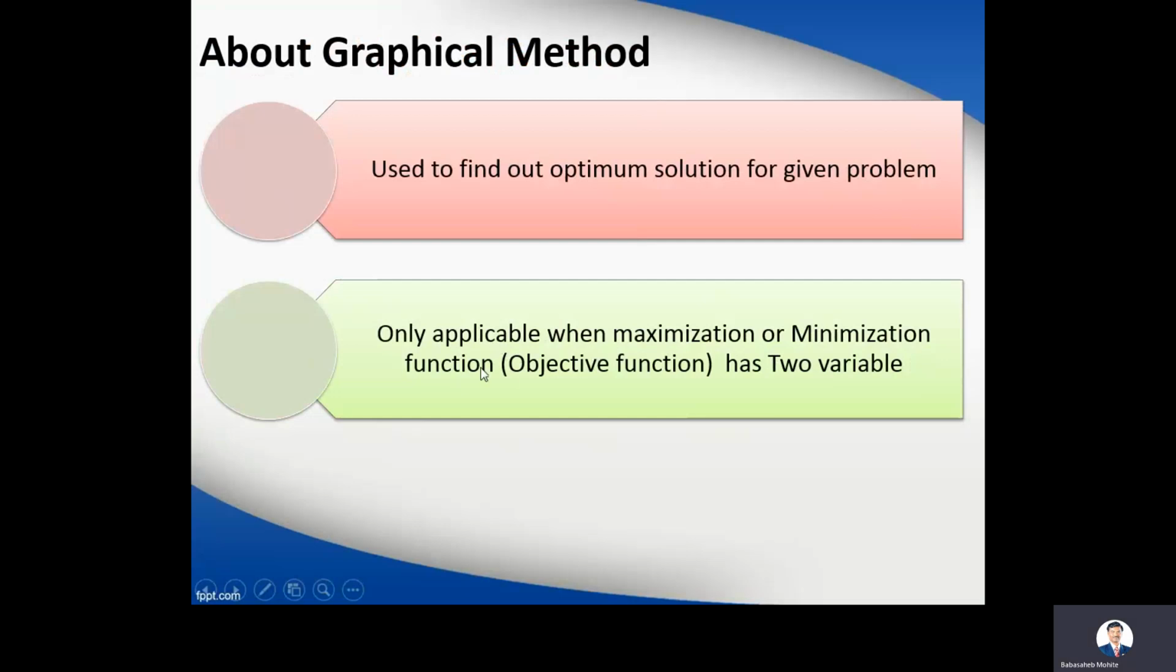The second point is that this graphical method is only applicable when the maximization or minimization function has two variables. If your objective function contains a maximum of two variables, then and only then is this graphical method used. If your objective function contains more than two variables, then the graphical method is not possible to find the optimum solution. So this is the basic and very important thing that you have to remember. The graphical method is only applicable if your objective function has two decision variables.